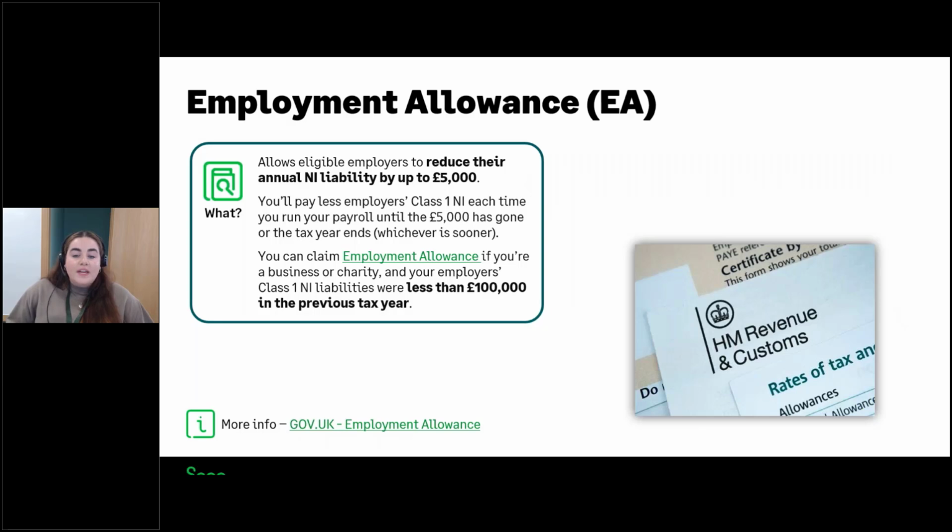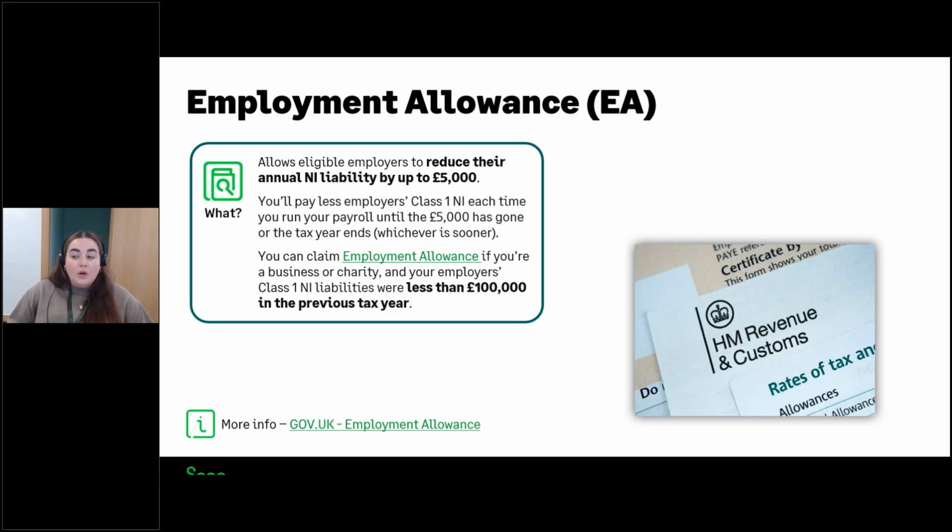So let's move on to the last few submissions that I want to talk about today. So next up is employment allowance. This is an EPS submission, but it's not the same as the EPS that we've just spoke about. So this submission actually allows you to apply for employment allowance, and it means that eligible employers can reduce their annual national insurance liability by up to £5,000. So employers will pay less employers' Class 1 national insurance each time they run payroll until that £5,000 allowance is gone, or until the tax year ends, whichever is sooner.